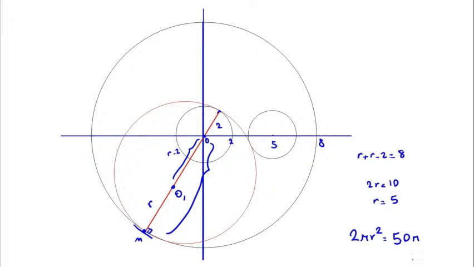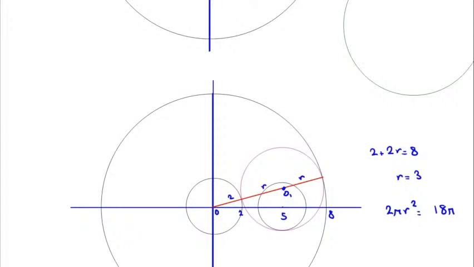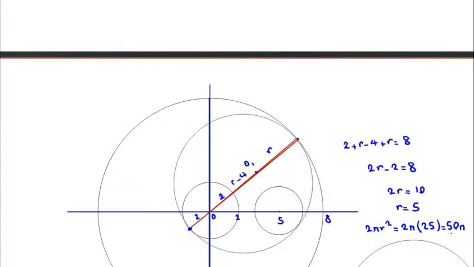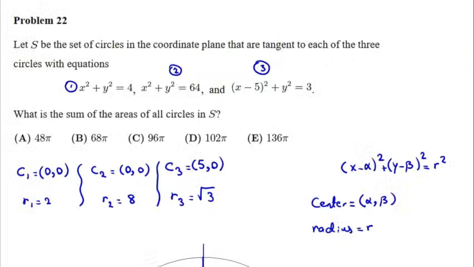So let's see all the things we've reached. 50 pi plus 80 pi, 68. 68 plus 50 will be 118. 118 plus 18 will be 136. So 136 pi, which will be E.